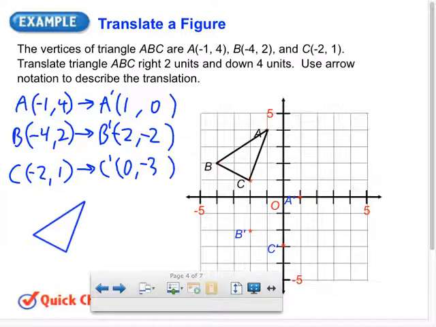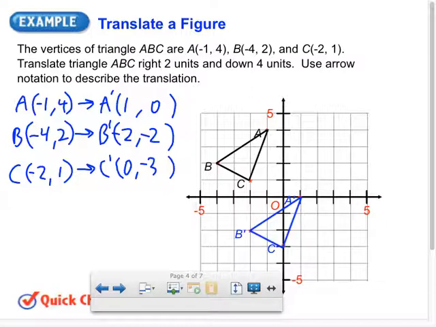Now what I want to show you is here I have this triangle, and I place it over the image, and you agree that that's the same triangle, right? So let's check our work. I'm going to move 2 units to the right, 1, 2, okay? And then I'm going to go 4 units down in the y direction, 1, 2, 3, and 4. Do my points all line up?